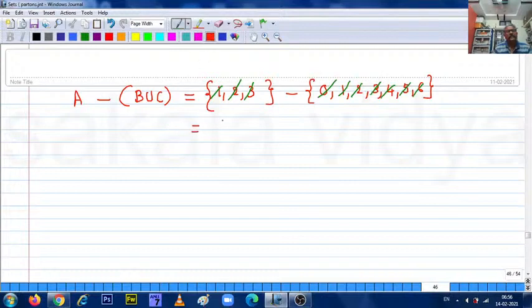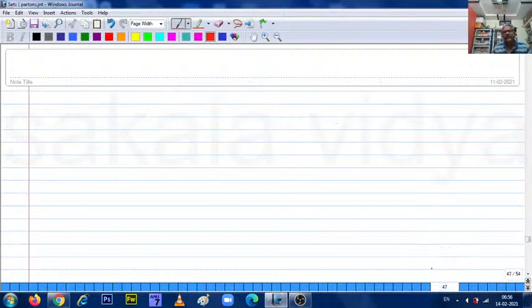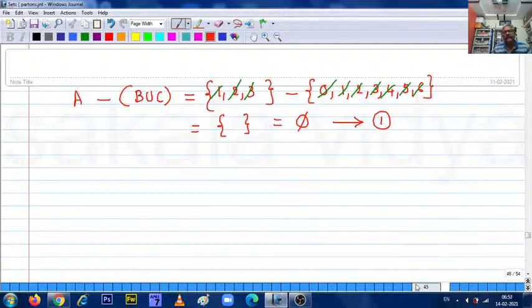So what do we get? No element. This is called phi. Say this is equation 1. Next, go to the next question. What do we have as the next question here?